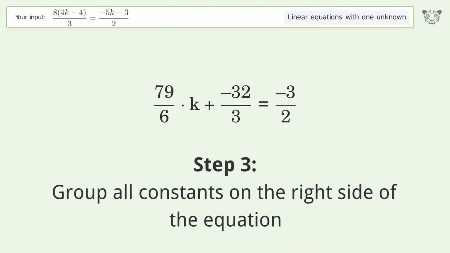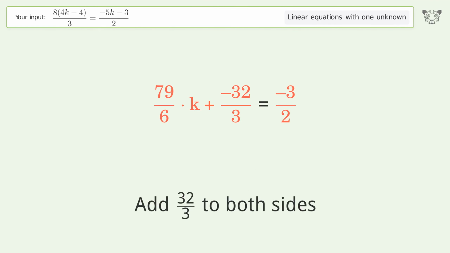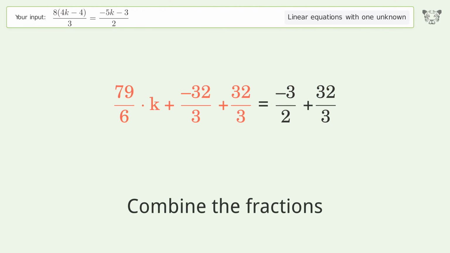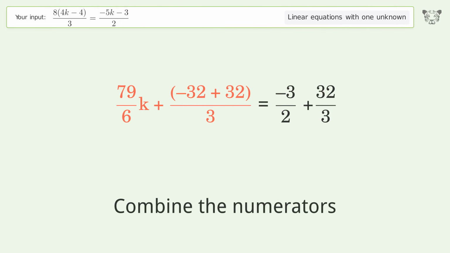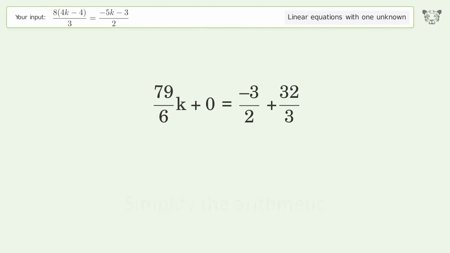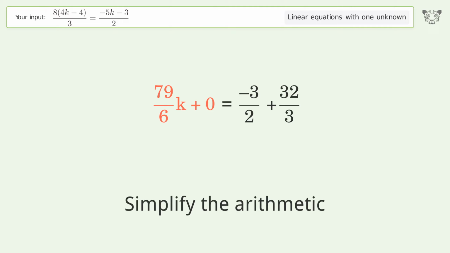Group all constants on the right side of the equation. Add 32 over 3 to both sides. Combine the fractions. Combine the numerators. Reduce the zero numerator. Simplify the arithmetic.